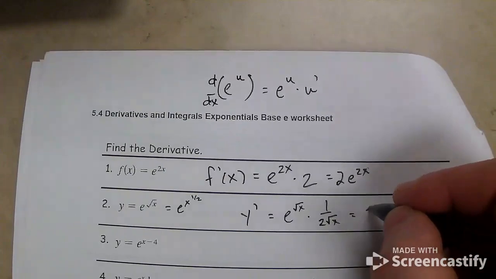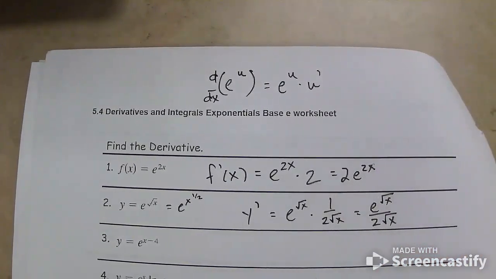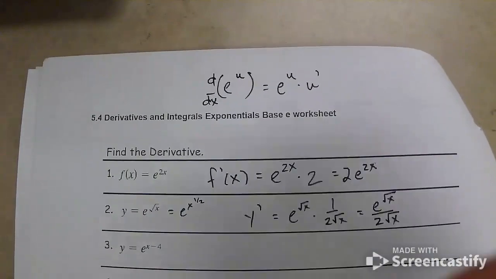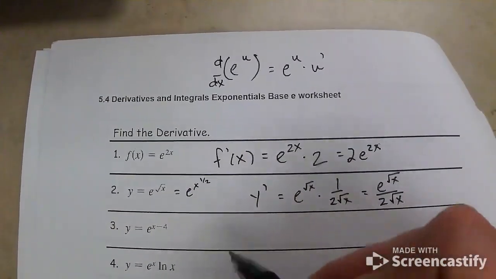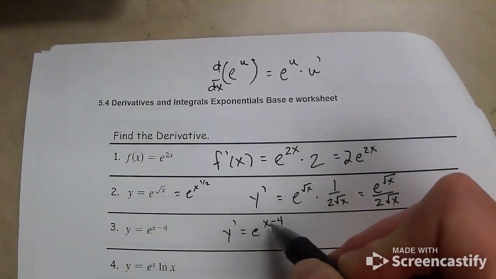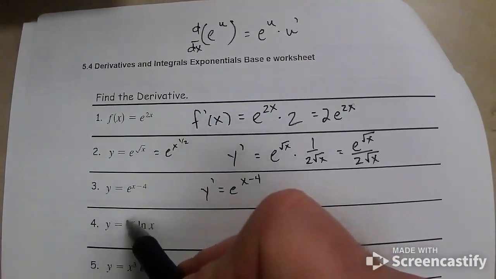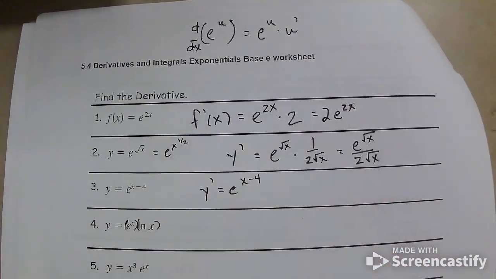So however you want to rewrite it, feel free. I'm not really worried about negative exponents in this section, to be honest with you. The derivative for this one is kind of nice. It's just itself, e to the x minus 4, because the derivative of x minus 4 is just 1. Okay. This right here, you're going to have to be able to see the product rule. Got to be able to see the product rule.